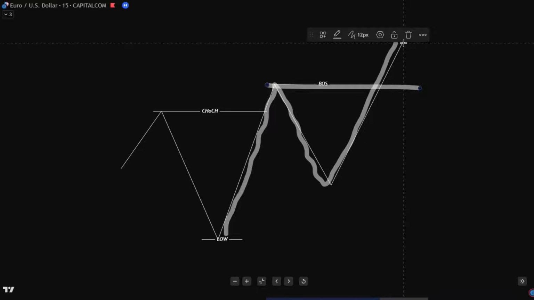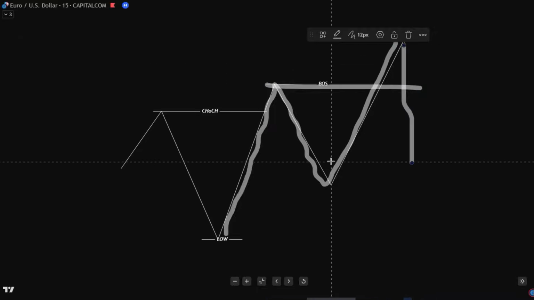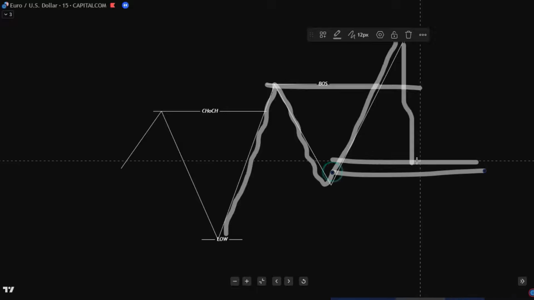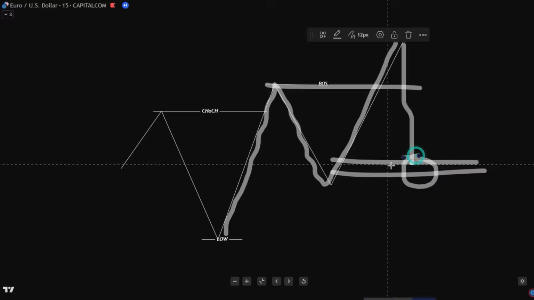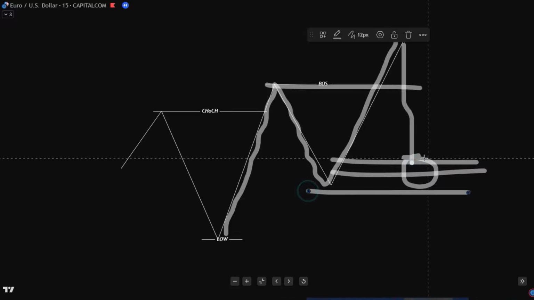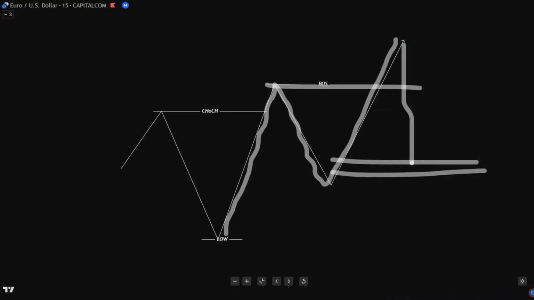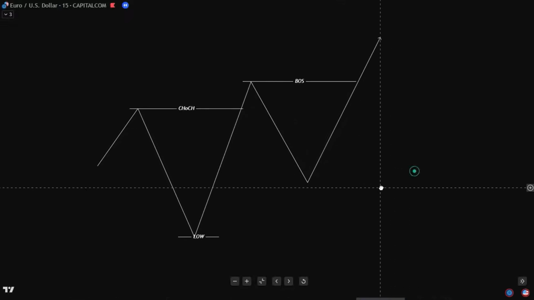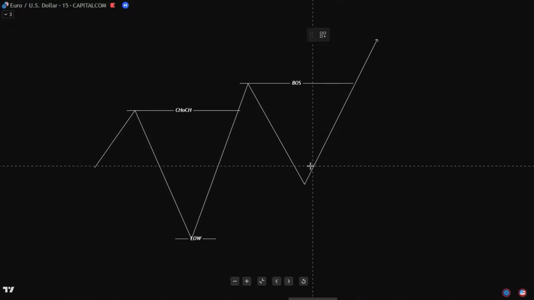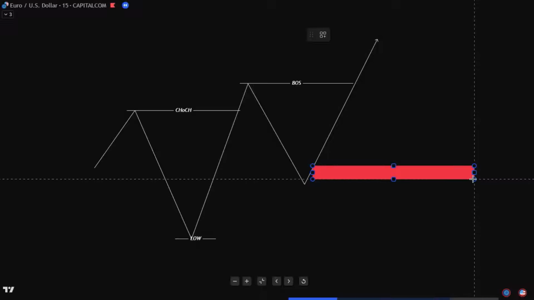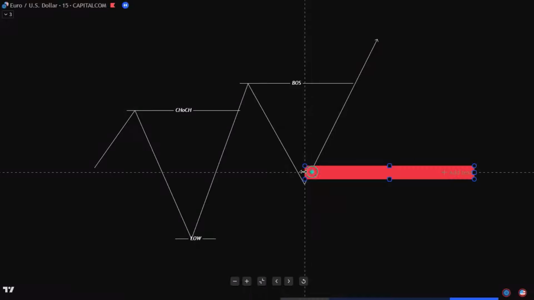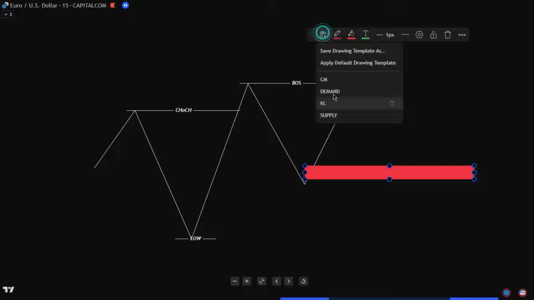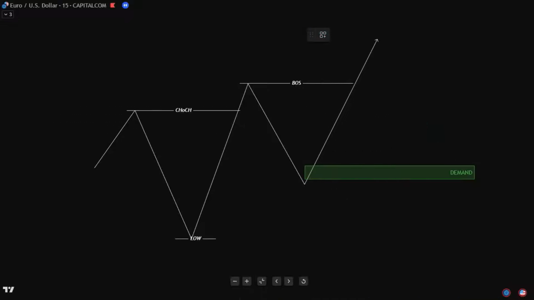We expect it should take a pullback, and we'll find some kind of demand zone here, and then we can buy this market from here, keeping our stop loss below and making the target exactly the recent highest point. So let's try to understand the drawing here. First of all, we're going to identify any demand around this level. So this is our demand zone, and we want the market to pull back here.